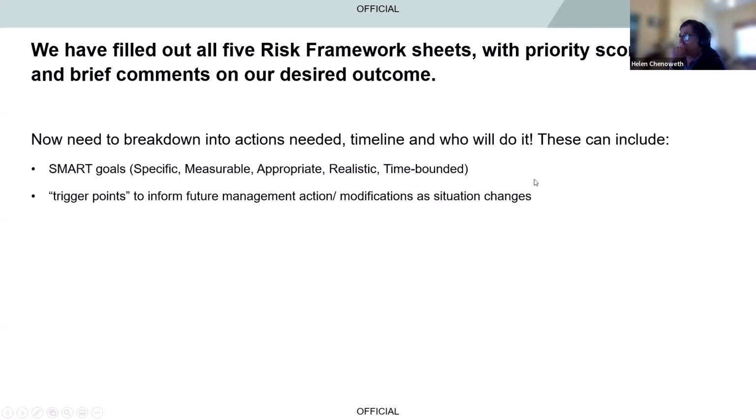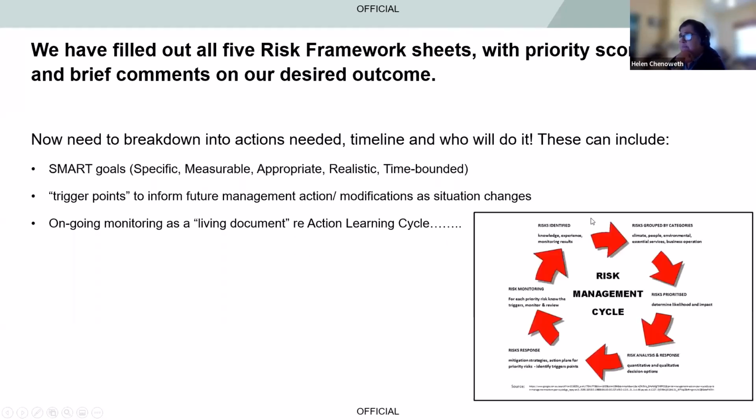Trigger points to inform future management and action. Ongoing monitoring, because it's a living document. It's not something that gets put away forever. It actually has to be looked at on a regular basis. That's our action learning cycle we talked about. So we're continually going around that cycle.